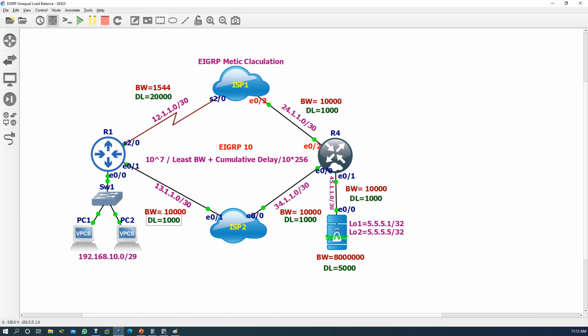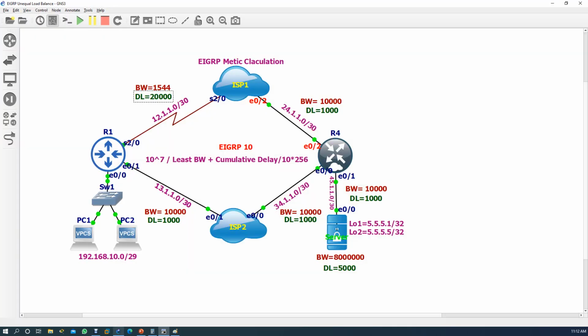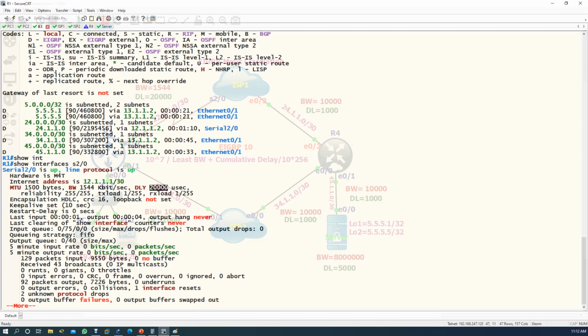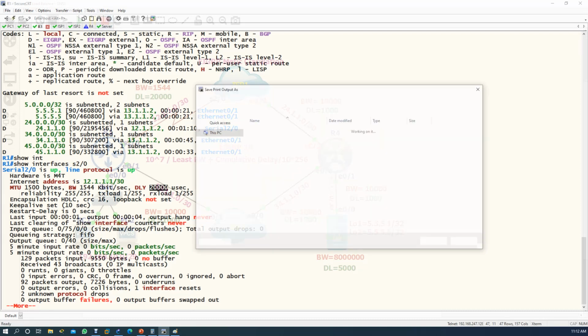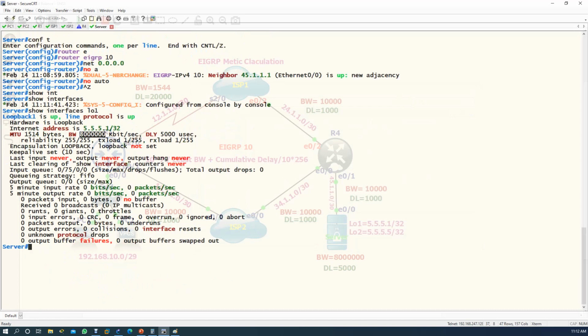Okay, now delay, if you will check here, come here, R1, what is the delay on the link? 20,000. Okay, I have written here, you can see here 20,000. Delay on this serial is 20,000, Ethernet delay is 1,000. So I have written everything, and the loopback delay is 5,000. If you want, I can show you here. Server, delay on the loopback is 5,000.